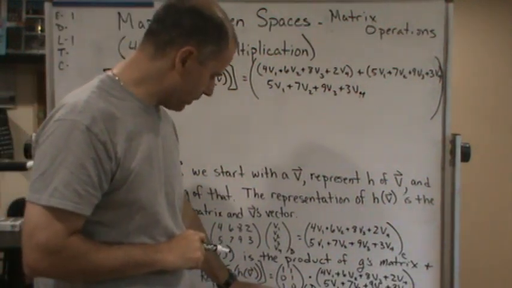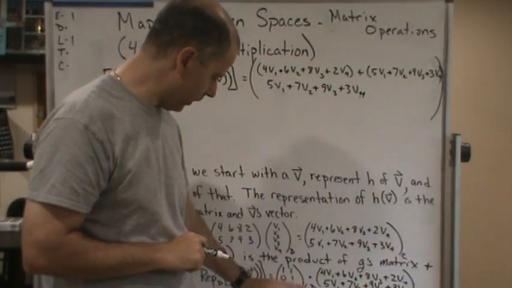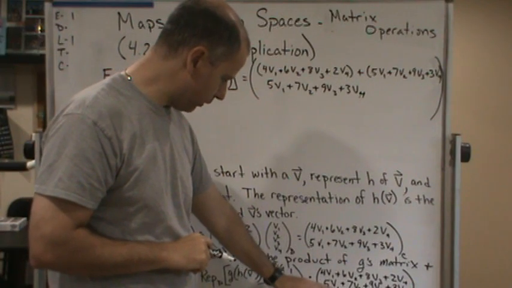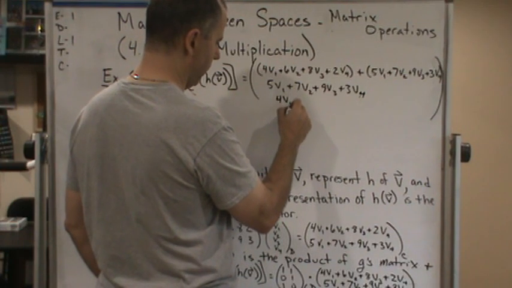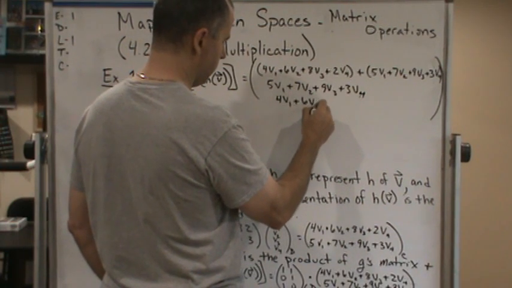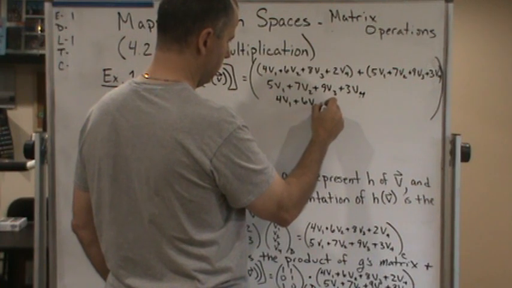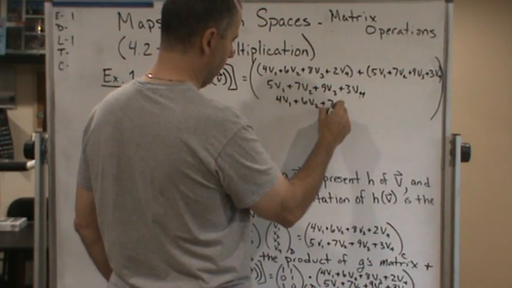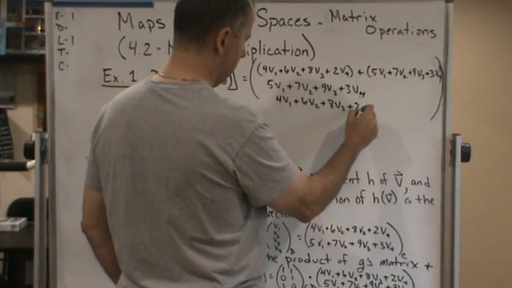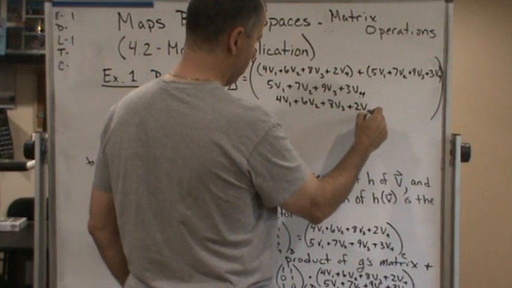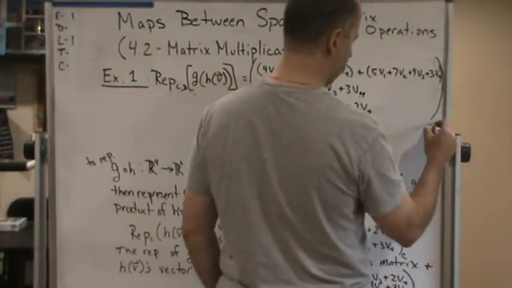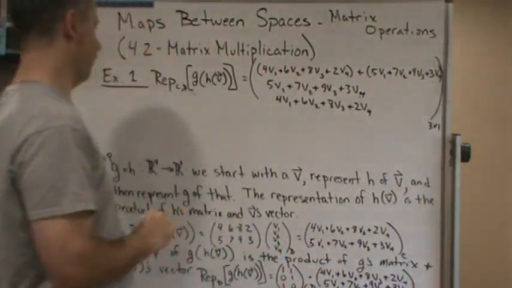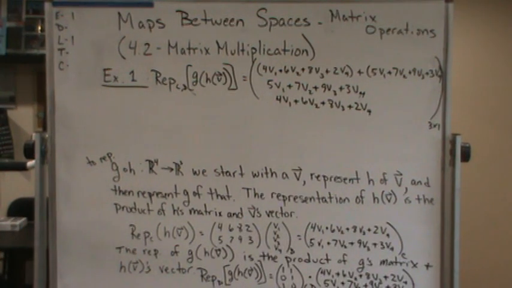And the bottom one is going to be 1 times the first one plus 0 times the second one. So the second one's just going to go away. So the third entry is just going to be 4v1 plus 6v2 plus 8v3 plus 2v4. And notice that we have a 3x1 matrix.